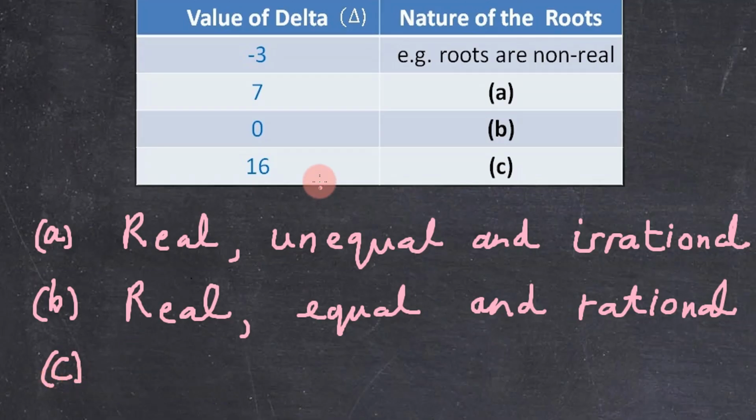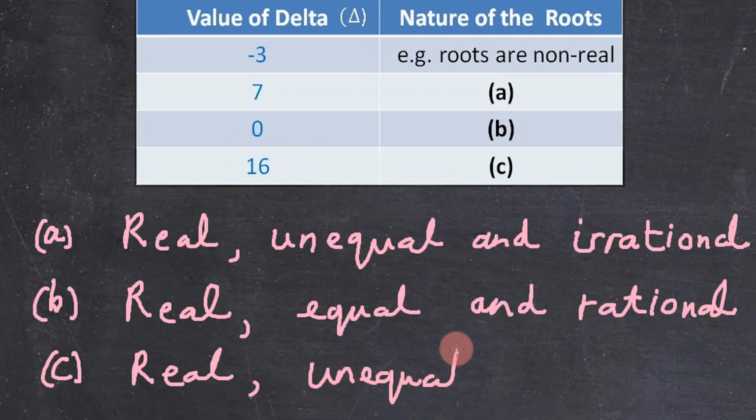In C, delta is equal to 16, which is not negative. So we know that the roots are real. Then it's not 0, so we know that the roots are unequal. And 16, of course, is a perfect square, so we know that the roots are rational.